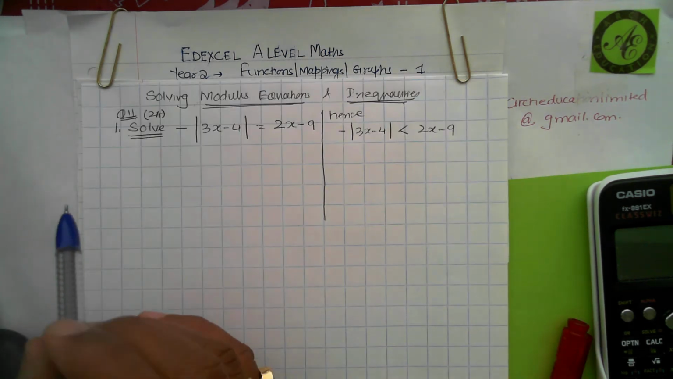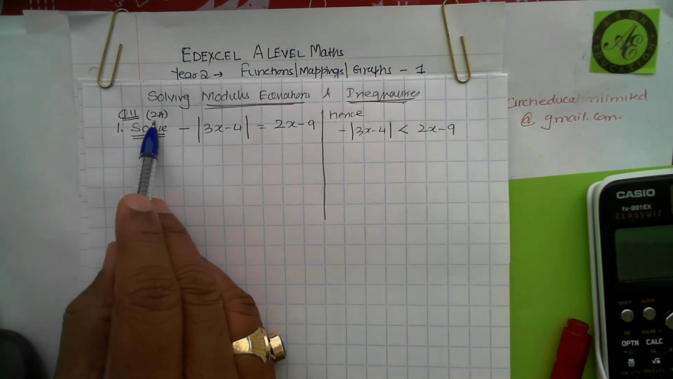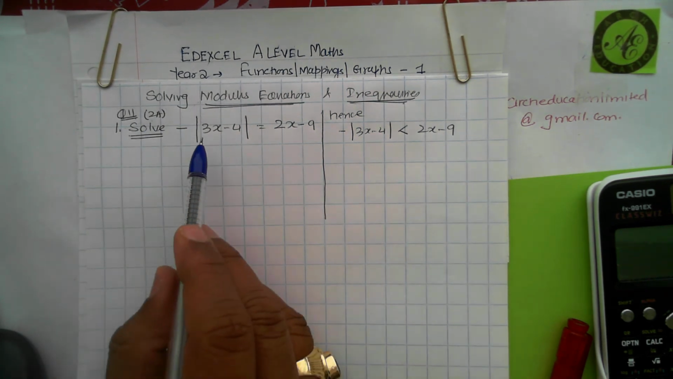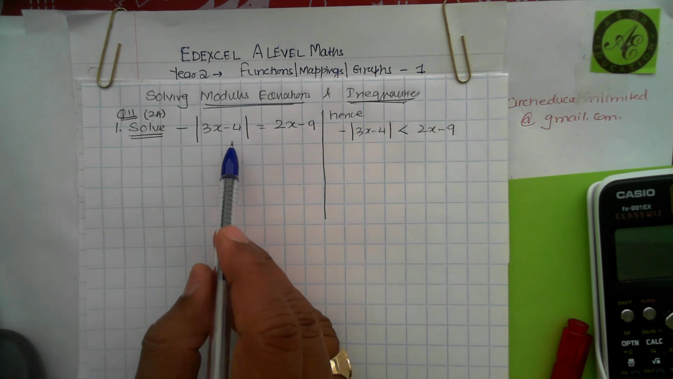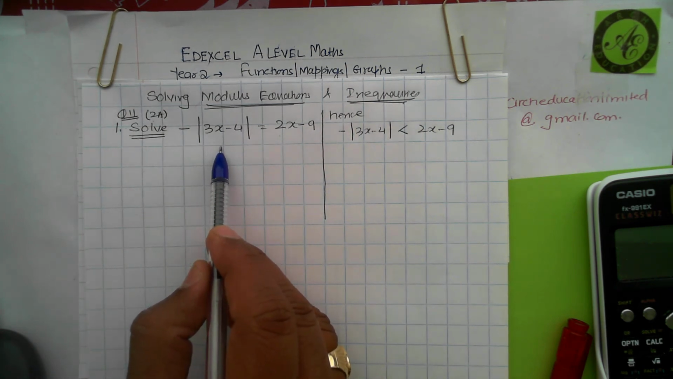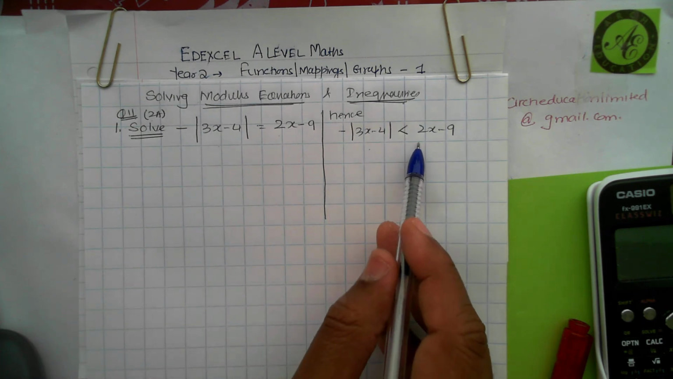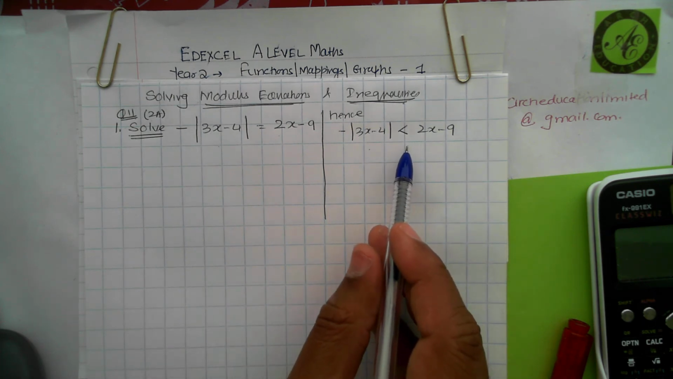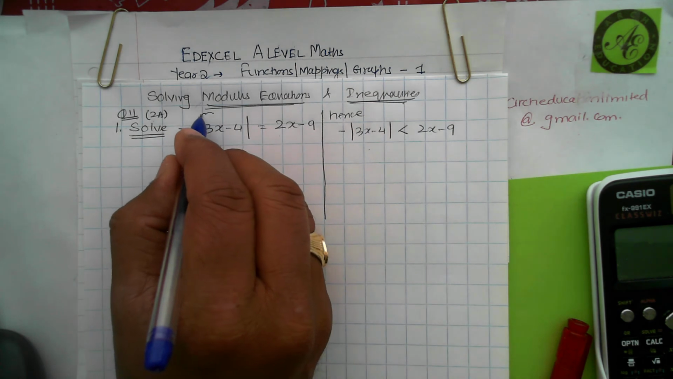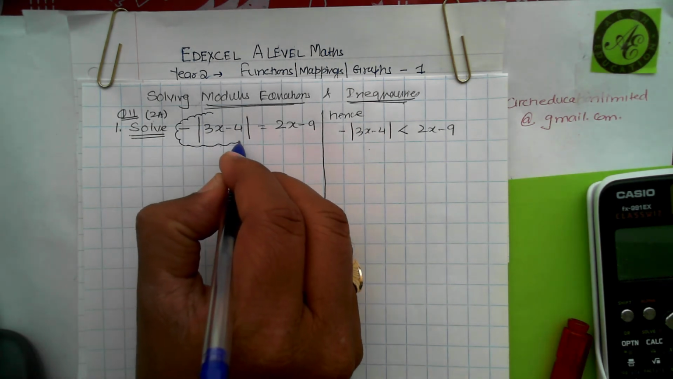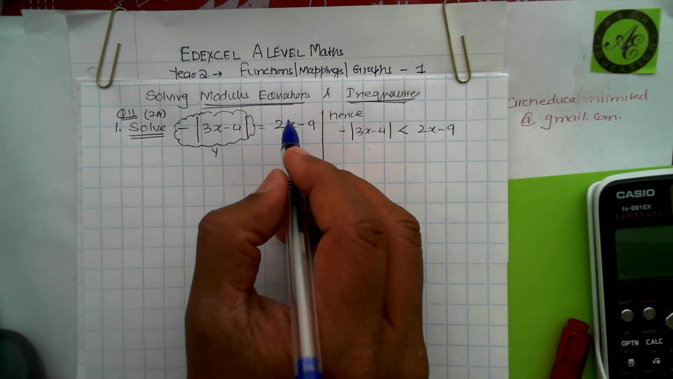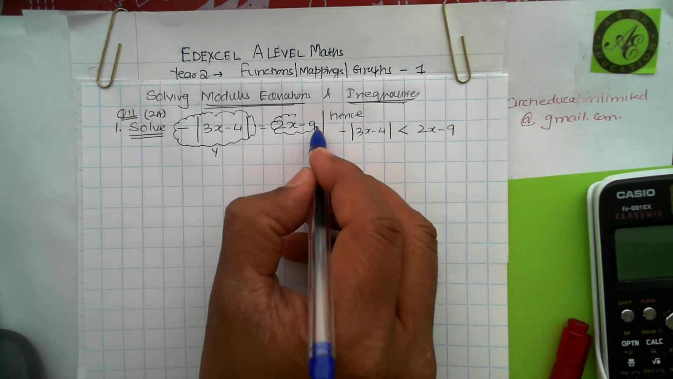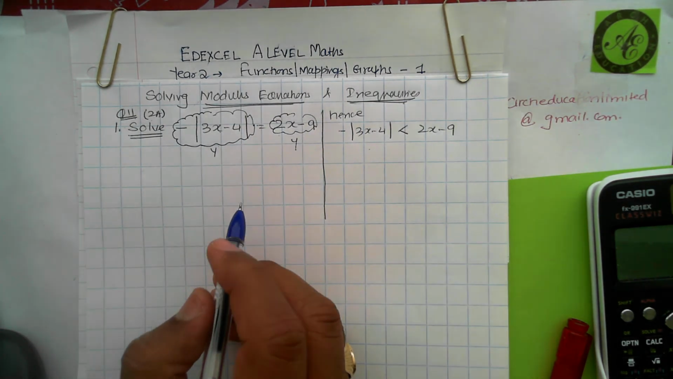Alright, so this is question number 11 of exercise 2a. The question actually is this, but I've just split it into two parts. Solve this equation involving a modulus function, then solve the inequality involving a modulus function. Step 1 is, what I'm advising you to do, draw on the same axis a graph for y equals this and a graph for y equals this.